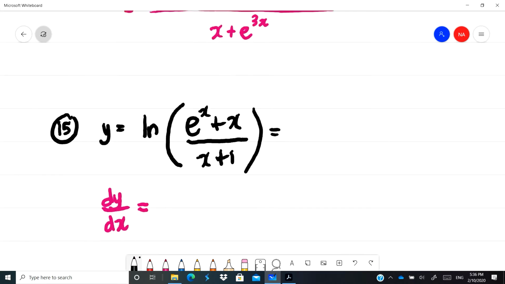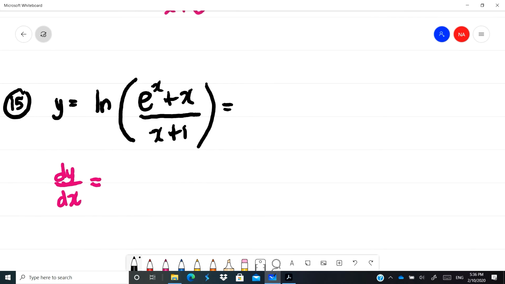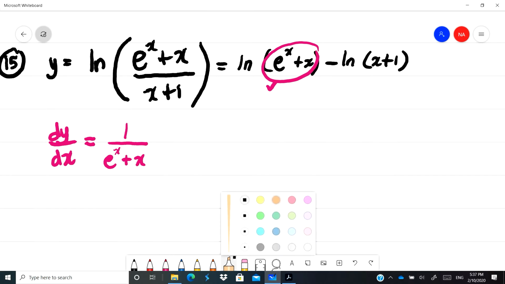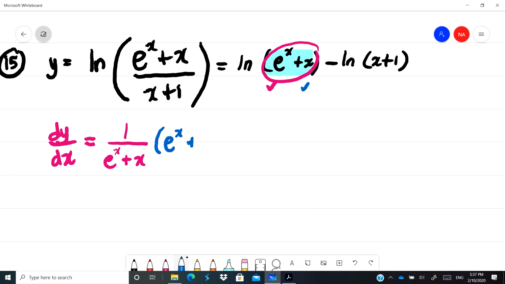When you have a division of two terms inside the ln, this means ln of e to the power of x plus x, minus ln of x plus 1. From this, you can easily differentiate. So you have to differentiate the first part. This can be differentiated as 1 over the whole thing here, so e to the power of x plus x. Next you differentiate the one inside the bracket. Differentiating e to the power of x will give you e to the power of x. Differentiating x will give you 1, so plus 1.